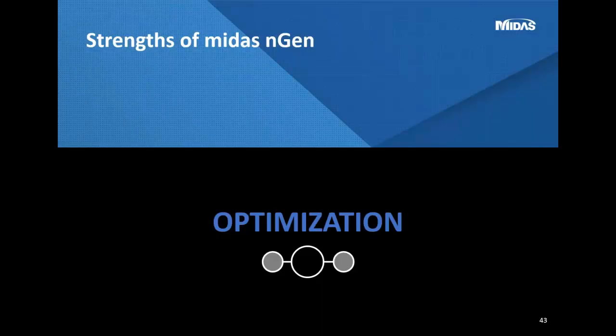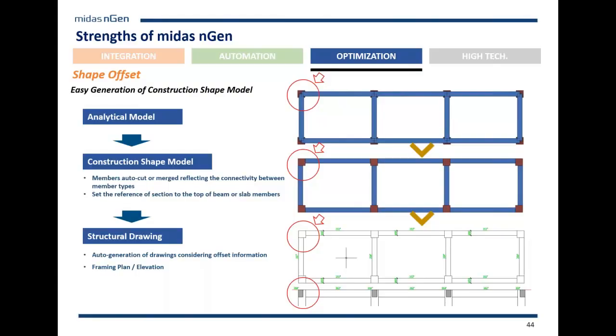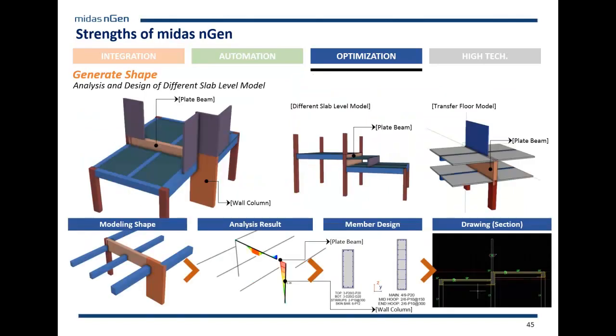Now, when it comes to optimization, that time we can see how the analytical model is optimized by simply using offsets, and we can also generate structural drawings. Alright, then by using different analysis type of elements, we can have an accurate modeling done, and accordingly we can generate the drawings as well.